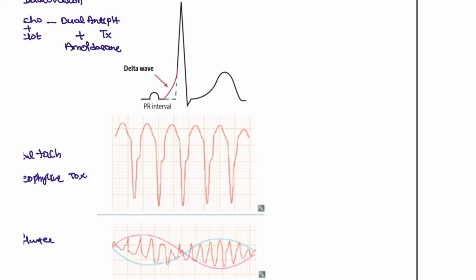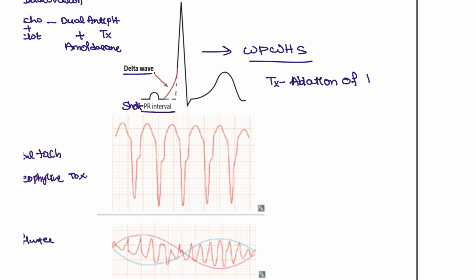Next, moving on to some other conditions that you can see here. There is a presence of the delta wave and short PR interval. This is the Wolff-Parkinson-White syndrome. For this patient, the treatment is ablation of the bundle of Kent. Okay, you have to remove that. But the drug of choice is procainamide.